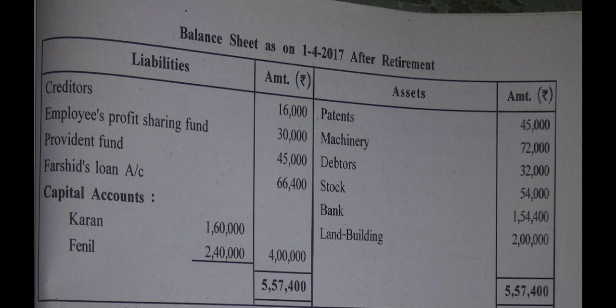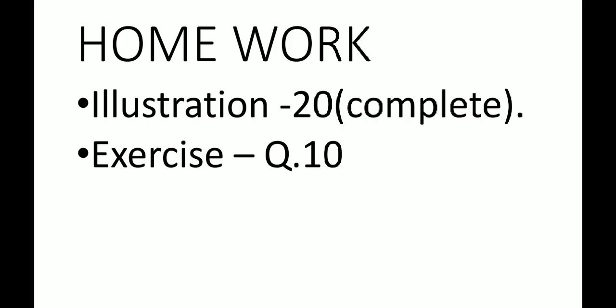The last adjustment was a bit twisted, and you are supposed to practice a sum similar to this in your homework, which is question 10 from the exercise, and you also have to complete illustration 20 for today's homework. What you are going to do is that you will complete illustration 20 first, and only then you can start with the sum given in your exercise, which is question number 10. Make sure you complete writing, complete understanding illustration 20, and only then you have to start with question number 10 given in your exercise.